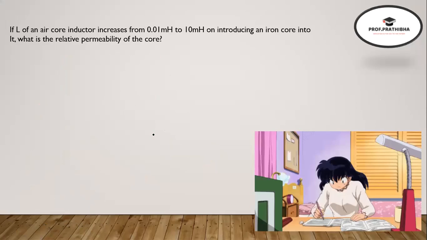Okay, can you try this on your own and tell me? Read that question and give me the answer, because I have already spoken about it. If the self inductance of an air core inductor increases from 0.01 millihenry to 10 millihenry on introducing an iron core into it, what is the relative permeability of the core?